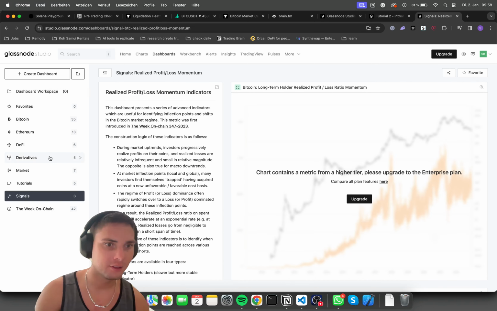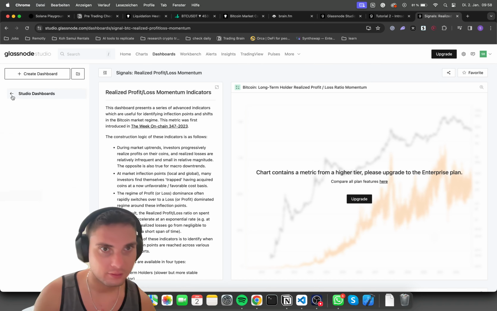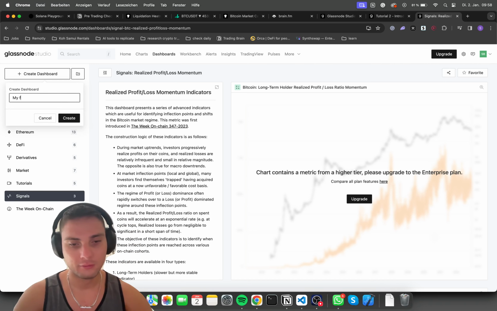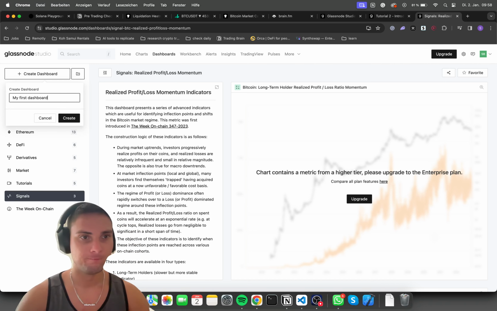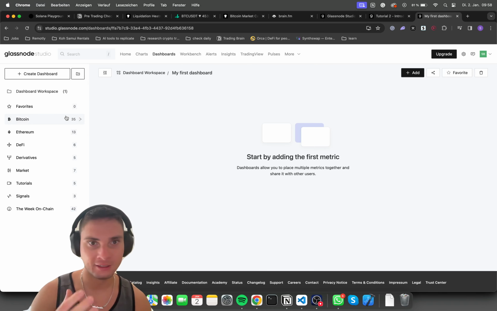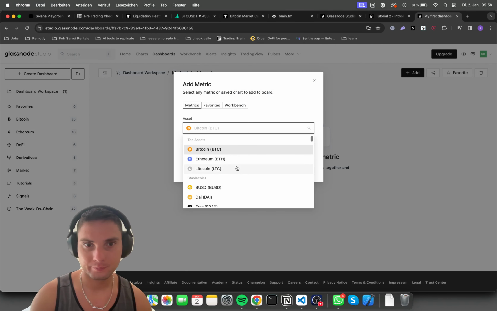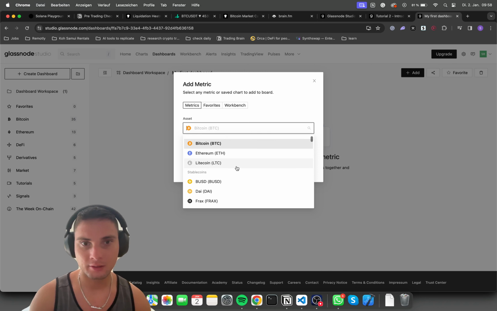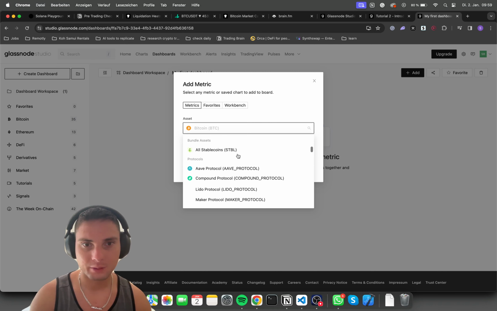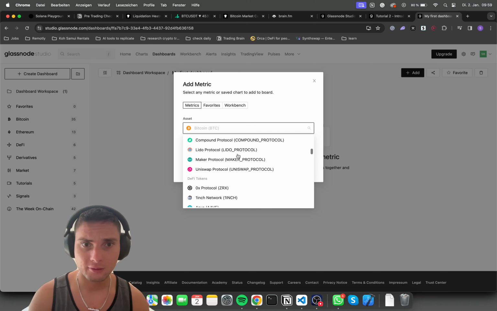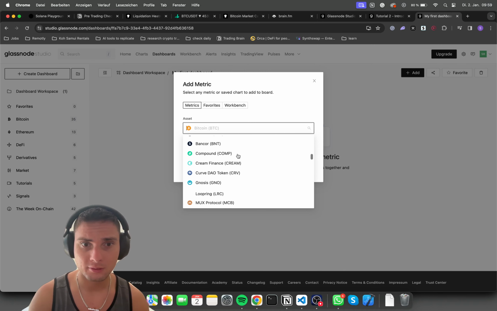Enterprise plan, of course. Let's see, what can we do? Like my first dashboard. Maybe it's easier to just select and get an overview of the data we have. And then, okay, we actually have other stablecoins. I'm not interested in stablecoins. Or I'm interested in stablecoins, and in protocols, but not in those protocols.